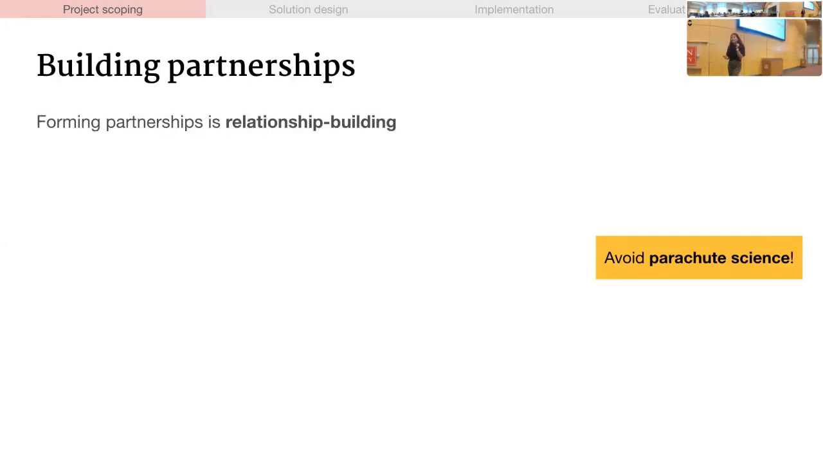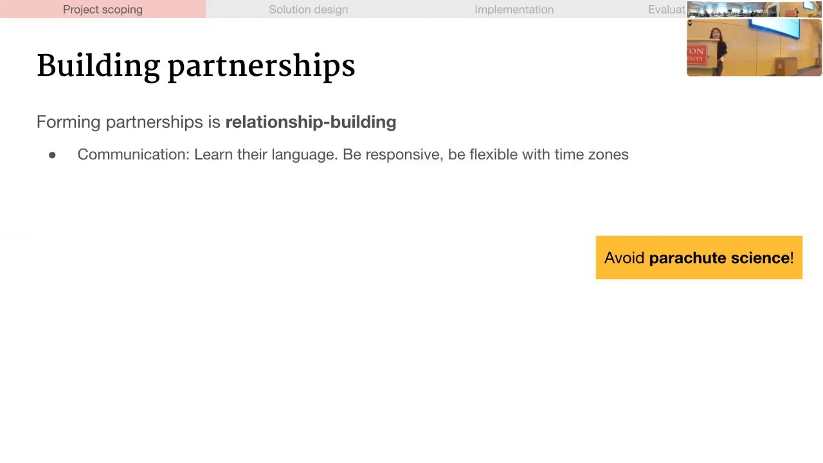Okay. So then after you've identified a problem and you've picked a domain that you're interested in, you want to actually get data and find a way to implement this. And this requires strong partnerships. And forming a good partnership really requires relationship building. And the first step here is effective communication.